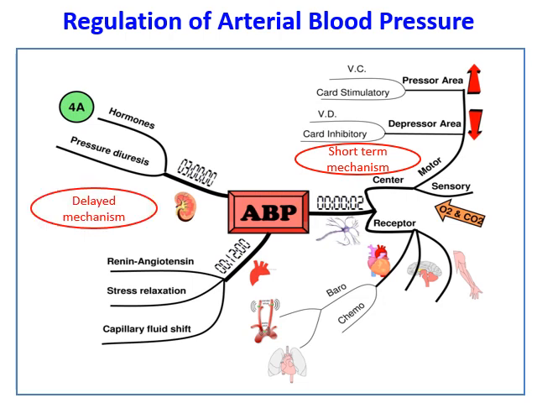Then we have the delayed mechanism, which is the hormonal mechanism. It controls the arterial blood pressure indirectly by controlling the blood volume. Although it is a long-term and delayed mechanism, it is divided into intermediate delay, where we have the renin-angiotensin-aldosterone system, and late delay, where we have the antidiuretic hormone and the atrial natriuretic peptide.